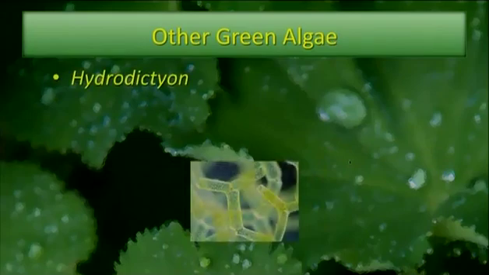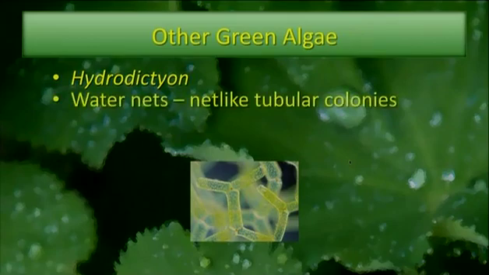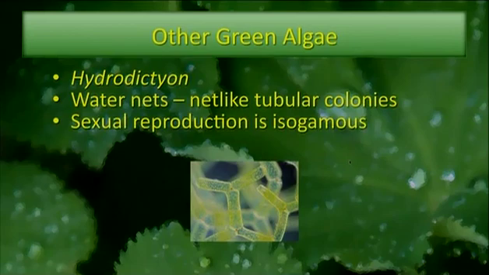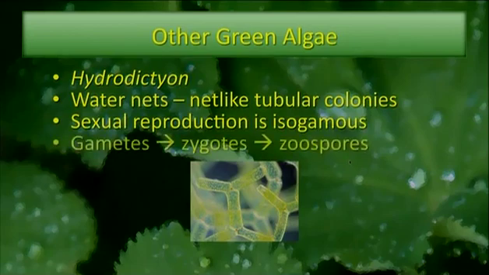Green algae. And we have another alga called hydrodictyon. They're also known as the water nets. They have net-like tubular colonies. And in them, sexual reproduction is isogamous. The gametes become zygotes, and the zygotes give rise to zoospores.